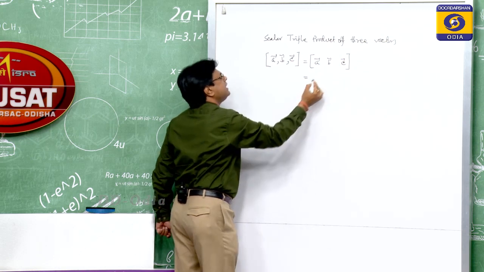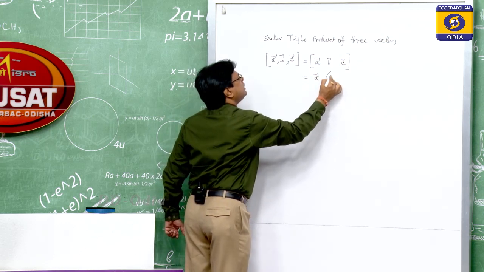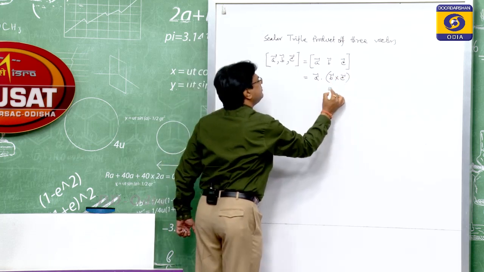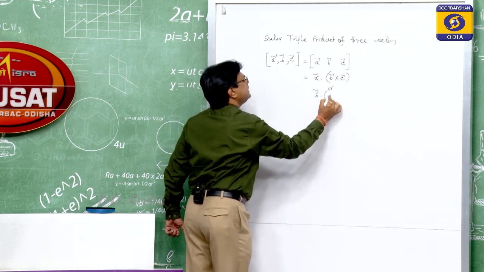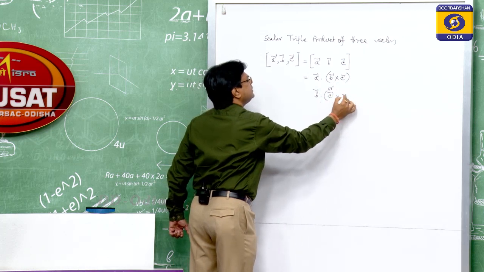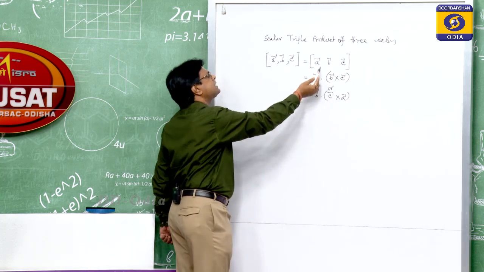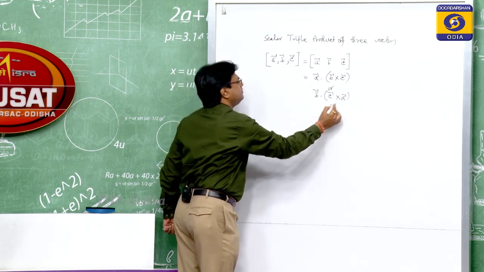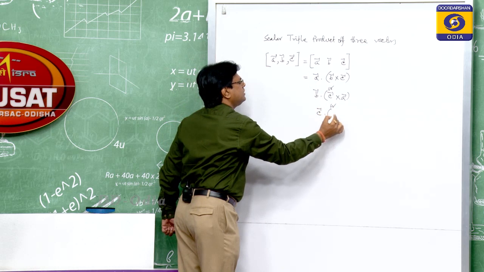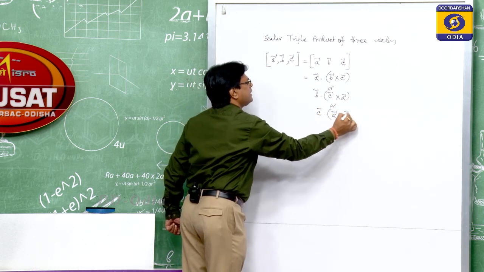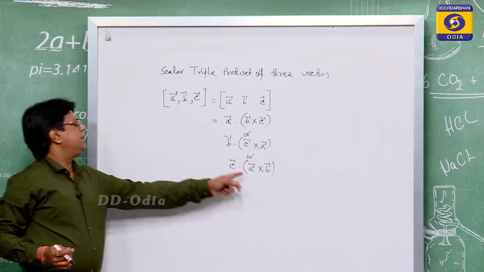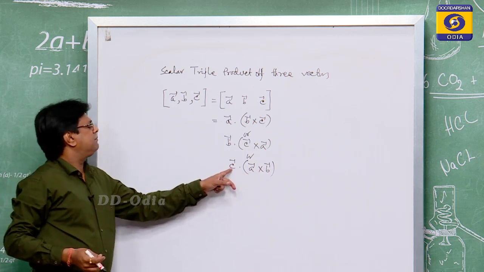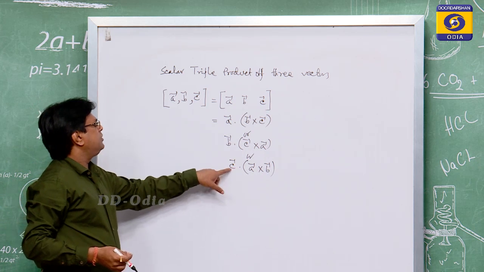This can be written as A dot B cross C, or B dot C cross A. The order should be maintained. In this case, we can also take C dot A cross B. So you can easily find A cross B, and then take the dot product of that vector with the C vector.